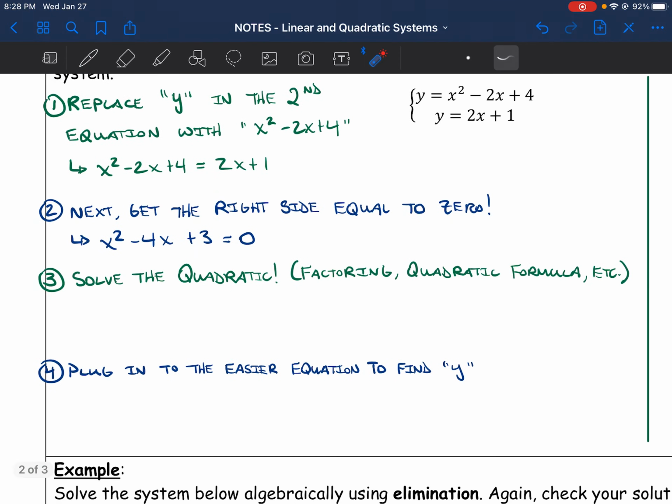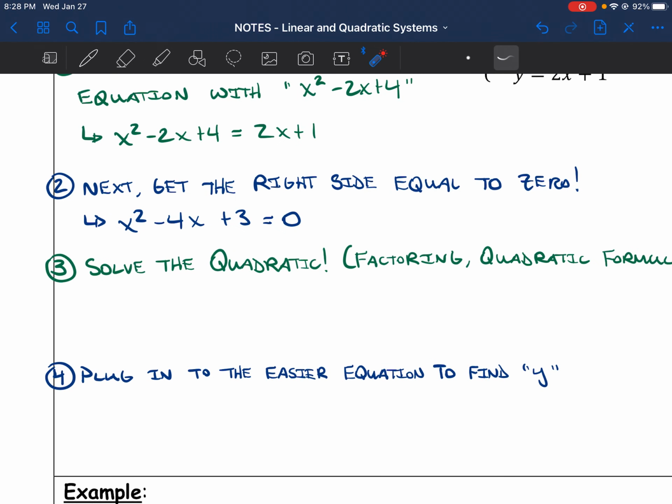All right, so the next step is to solve the quadratic. You can use any method of your choice. Factoring is what I'm going to use. It's the easier method in my opinion for this problem. You could use the quadratic formula if you're comfortable with it, and there are other methods for solving quadratics as well. But I'm going to choose factoring. So for this, x squared minus 4x plus 3 equals 0.